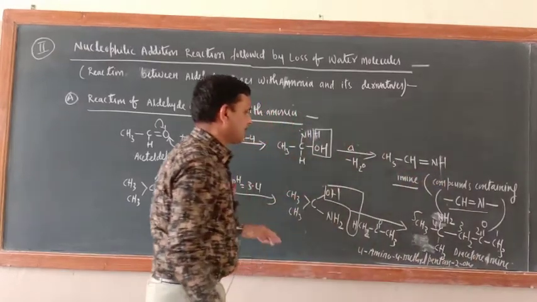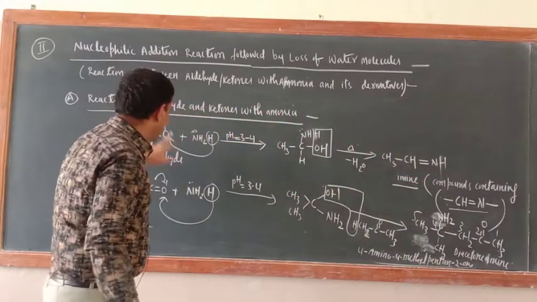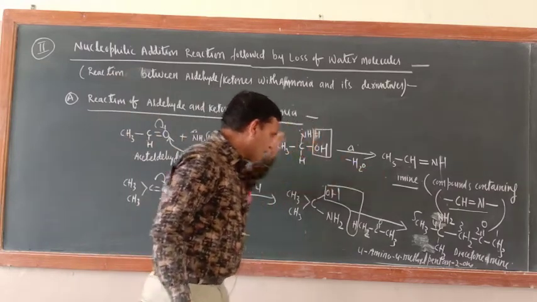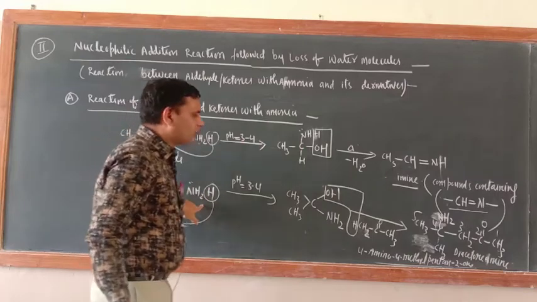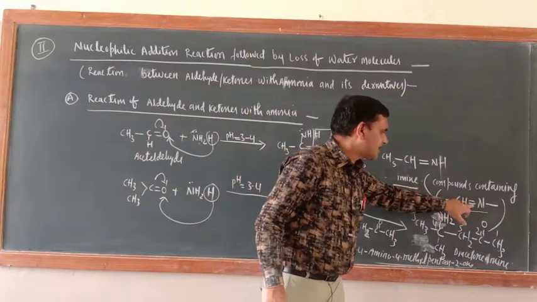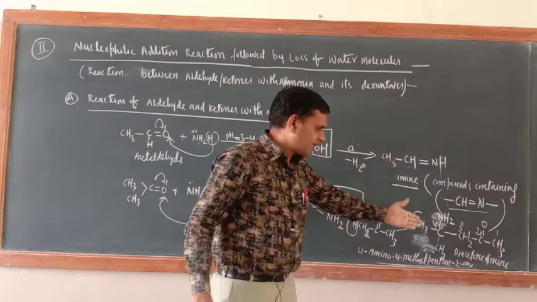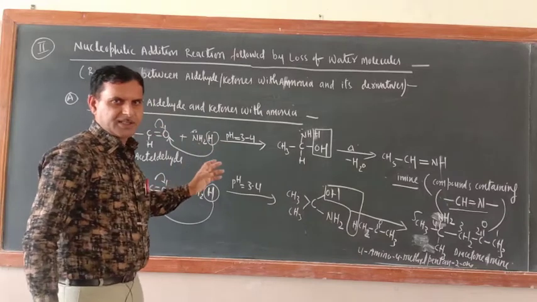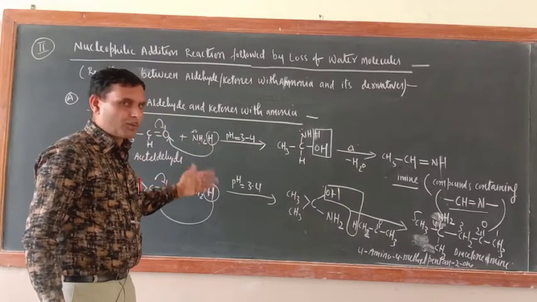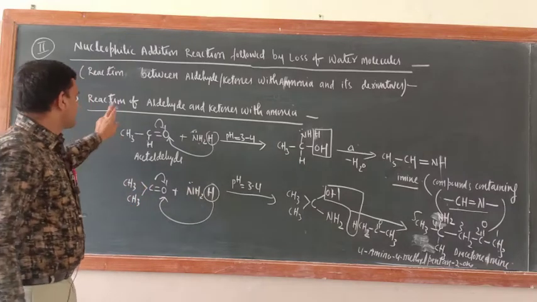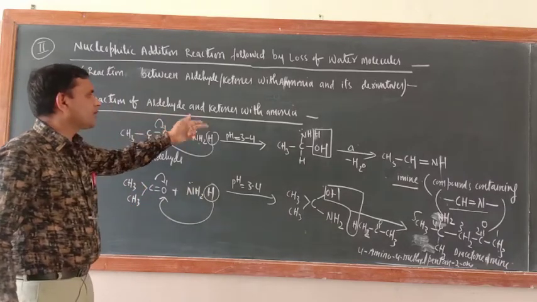Now just see, there is one important piece of information. Aldehyde reacts with ammonia and forms imine, but ketone reacts with ammonia and does not form imine. If imine is there, then CH double bond N should be there. That is not there. So you should remember, aldehydes react and form imine with ammonia, but ketones do not. So this is the reaction of aldehydes and ketones with ammonia.